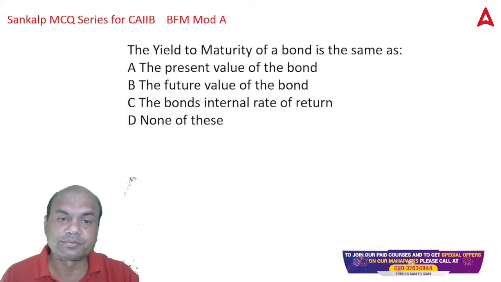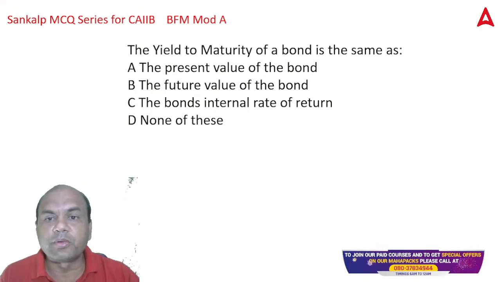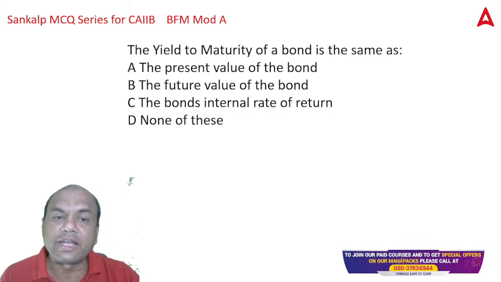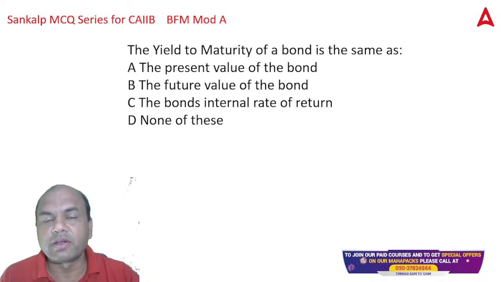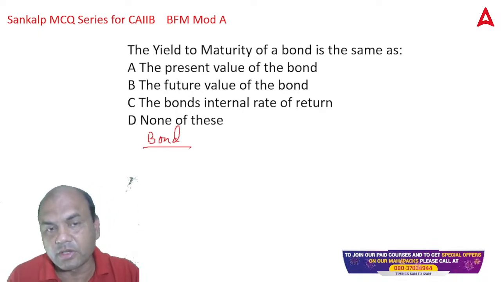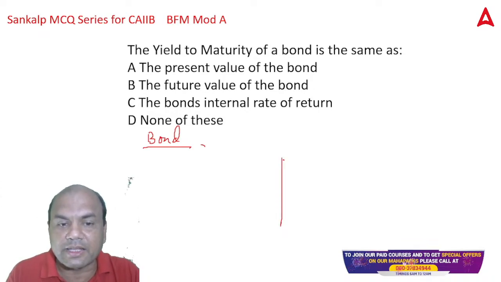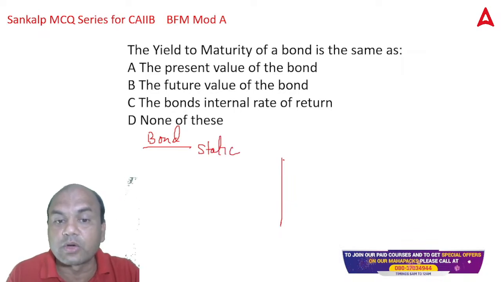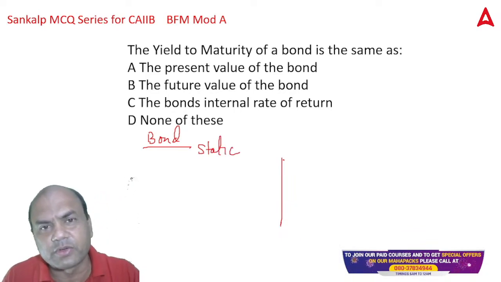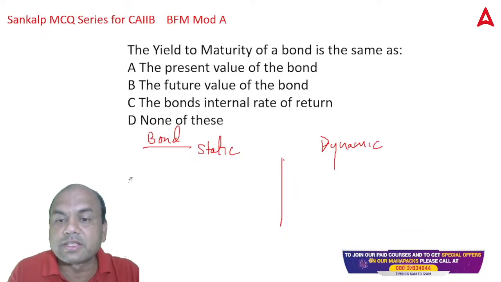So let's start. The yield to maturity of a bond is same as what? Now I'll tell you something. In any bond, remember, there are 5 elements. Out of these 5, 3 are static. Static means they don't change at all. Let anything happen, they won't change. And 2 are dynamic. Dynamic means they will change.